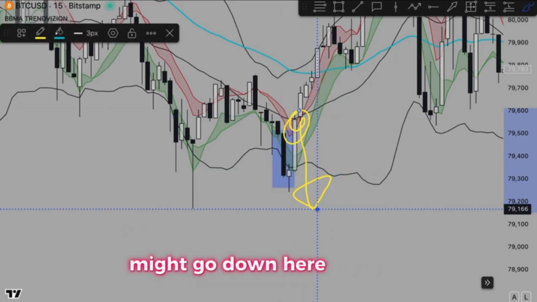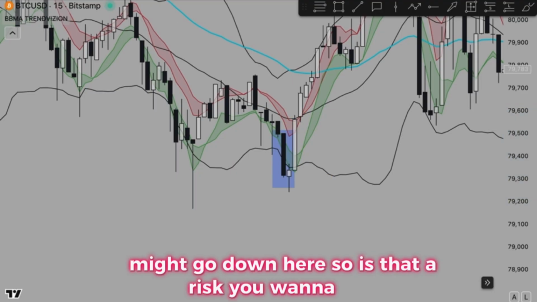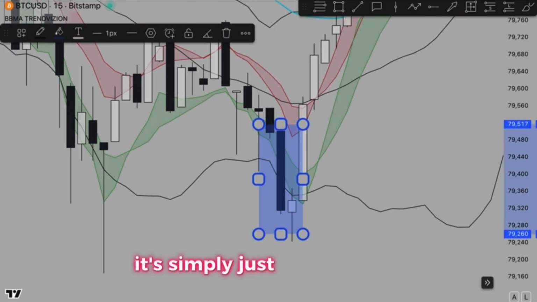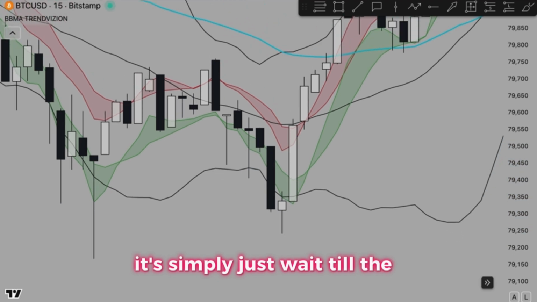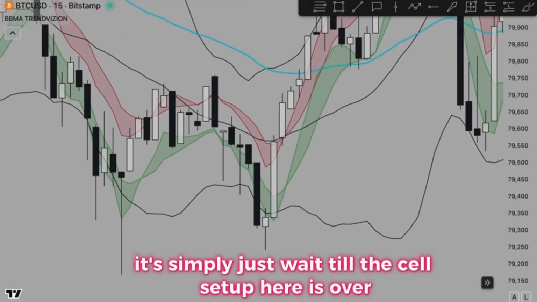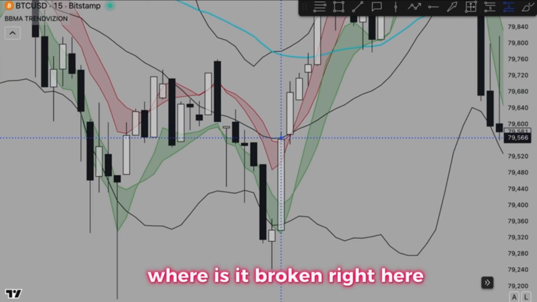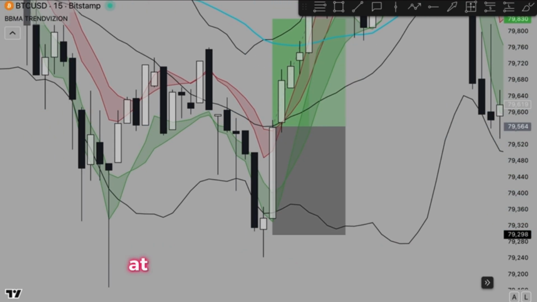Might go down here. So is that a risk you want to take? Have you tested if that works? Probably not, right? So we simply wait till the sell setup here is over. When is it over? When MA high is broken. Where is it broken? Right here. So you can enter here, for example, at the break.